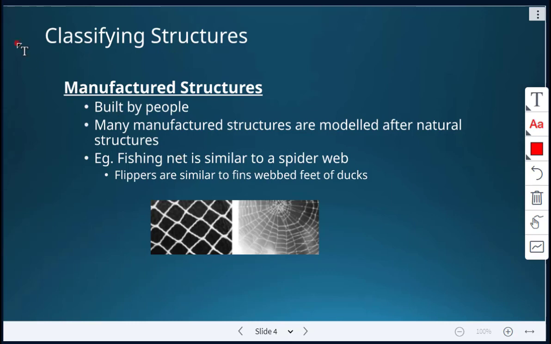Okay, and then the other way to classify structures would be manufactured structures. These are man-made, built by people. Many manufactured structures are actually modeled after natural structures. For example, a fishing net is very similar to a spider's web. Flippers would be another example. Flippers for swimming are very similar to the fins and the webbed feet of ducks.